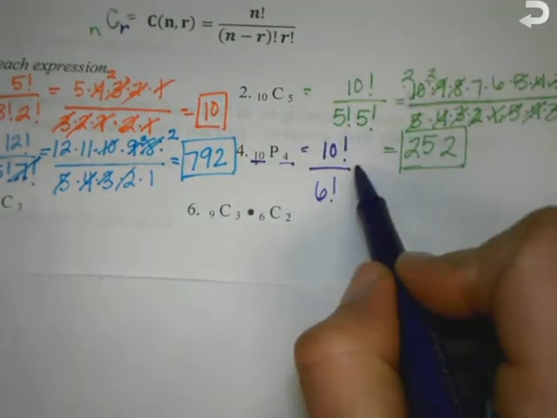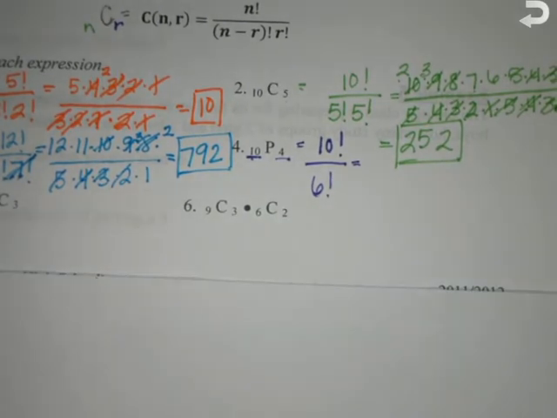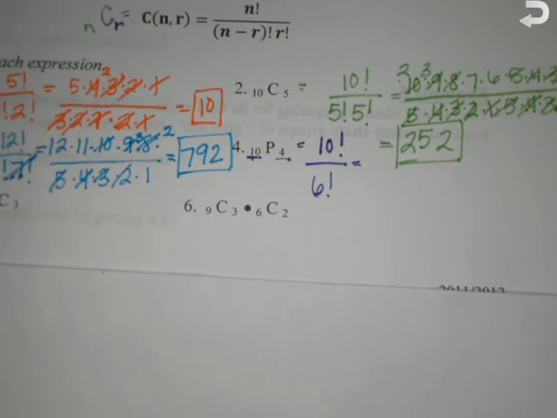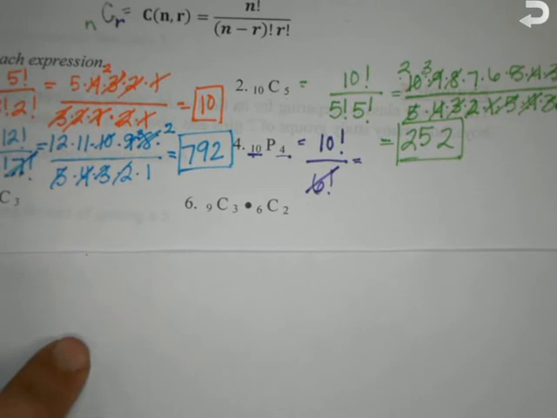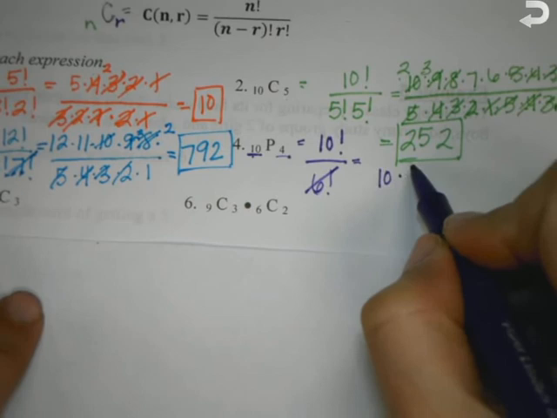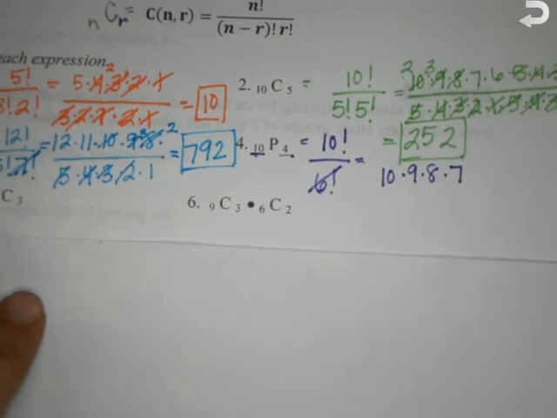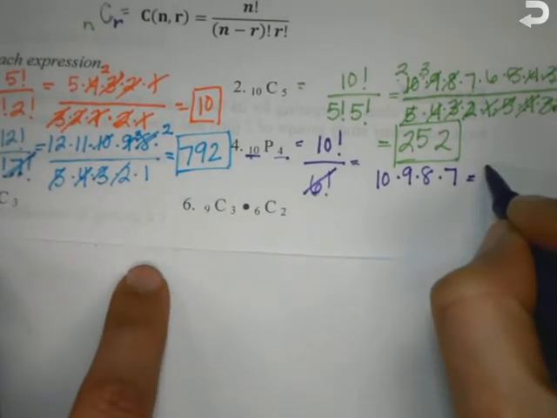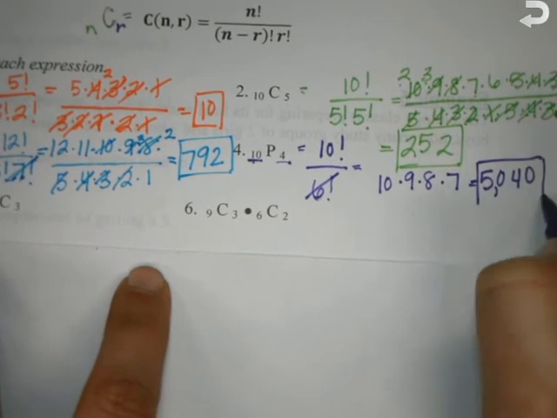10 factorial is 10, 9, 8, 7, 6, 5, 4, 3, 2, 1. 6 factorial is 6, 5, 4, 3, 2, 1. So the 6 is going to cancel out with everything from 6 on. So it's going to be 10 times 9 times 8 times 7, and everything else is already canceled out. That gives me 5,040. There are no labels or units, we don't know any units.